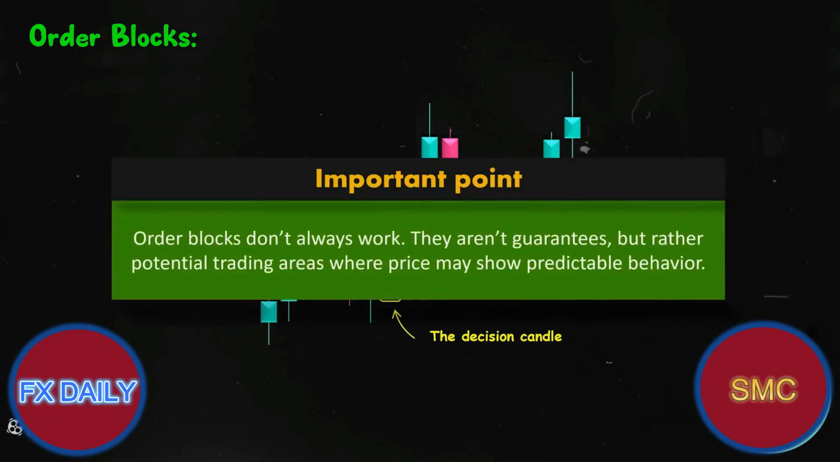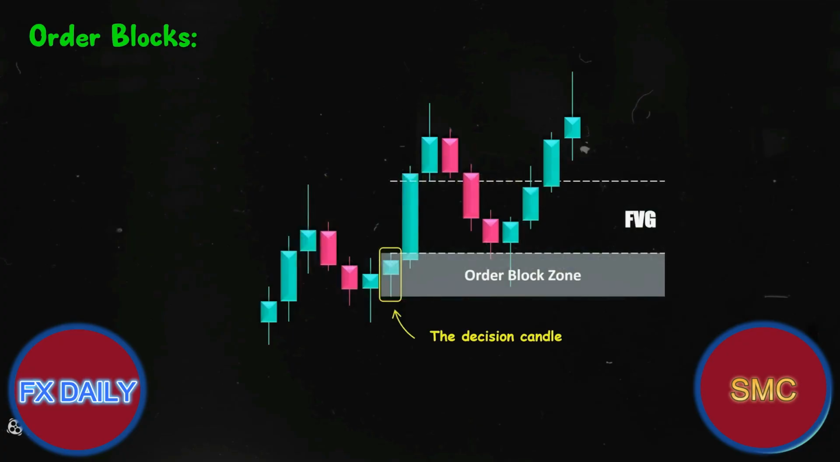It is important to see that the order blocks do not always work. We can never be 100% sure that the price will definitely behave based on these areas. But these are the areas where the price may have a more predictable behavior. Like any other tool in trading, we have to combine order blocks with other adjustments and strategies to increase their accuracy and reliability.